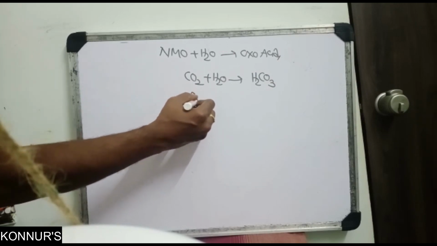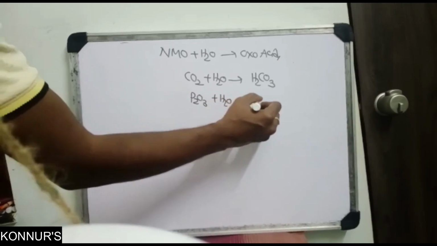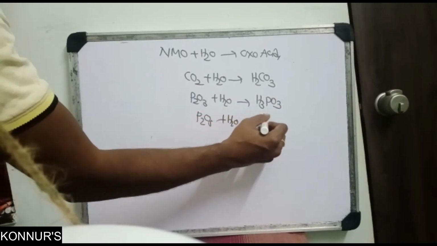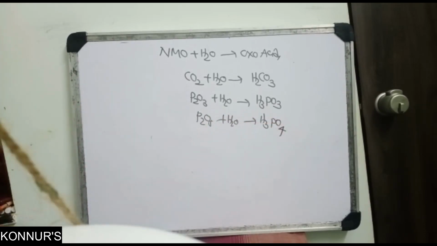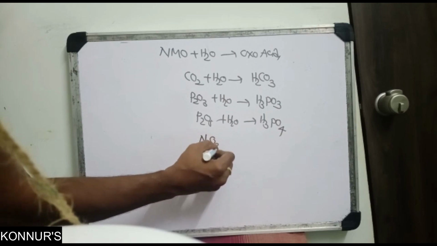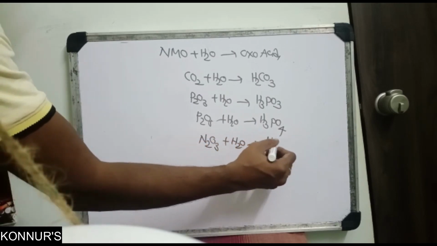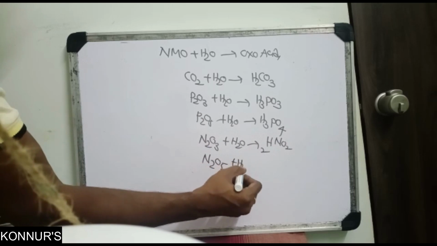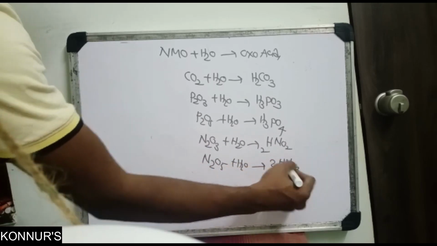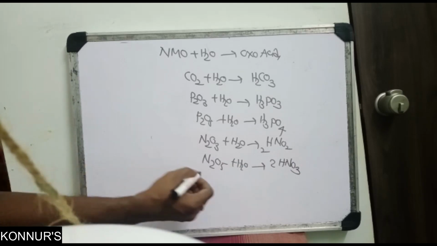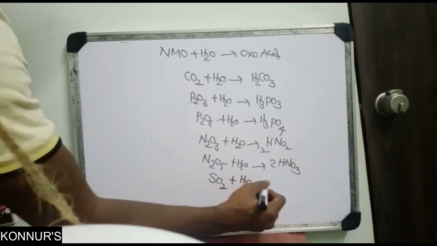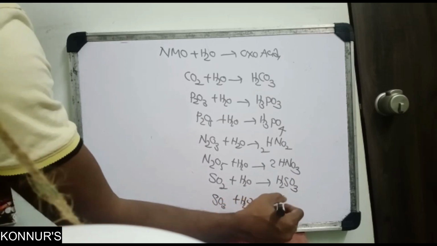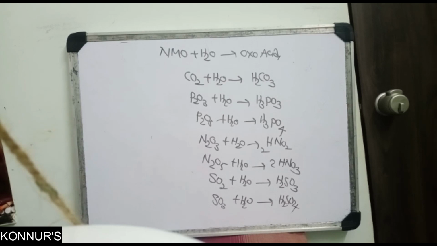Next, P2O3 plus water gives phosphorus acid. P2O5 plus water gives phosphoric acid. Next, N2O3 plus water gives 2 moles of HNO2. N2O5 plus water gives 2 moles of HNO3, nitric acid. Next, SO2 reacts with water to give sulfurous acid, and SO3 plus water gives sulfuric acid.